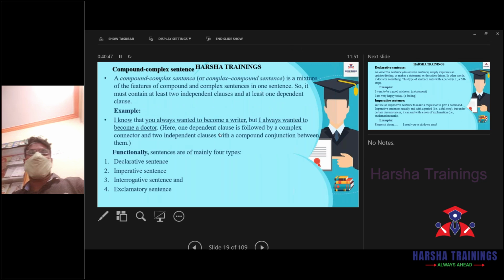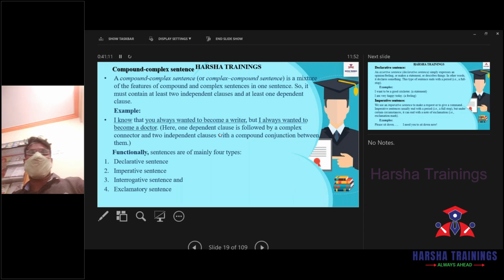Now, coming to compound complex sentence. See, we know what is a complex sentence. We know what is a compound sentence. Now, what is a compound complex sentence? It is a mixture of both. It's a combination of both compound and complex sentences, in one sentence.